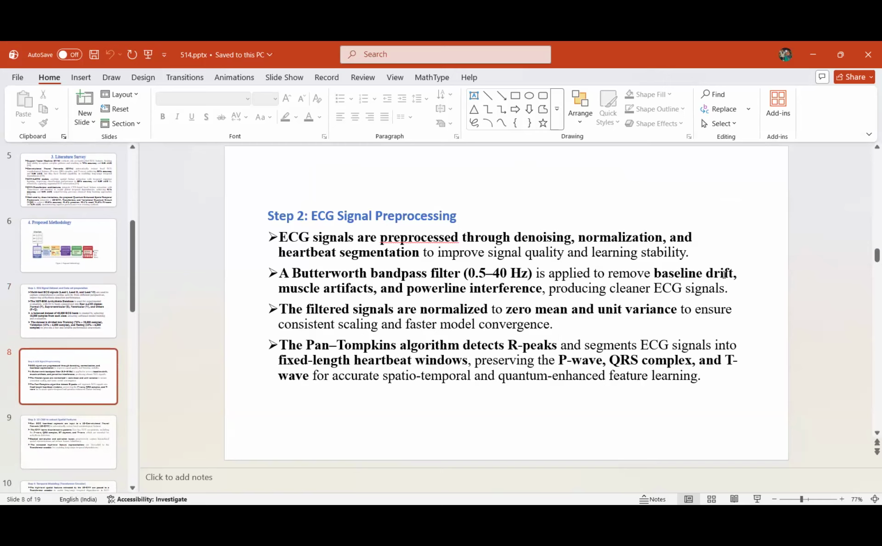Coming to the ECG signal processing, here we have pre-processed the signals. For this, we used the Butterworth band pass filter, so whatever noise or duplicated and repeated features are there will be eliminated. The filtered signals are then normalized to zero mean and unit variance. Here we used the Pan-Tompkins algorithm, which detects R peaks and segments ECG signals into fixed length heartbeat windows. This is about the ECG signal pre-processing.